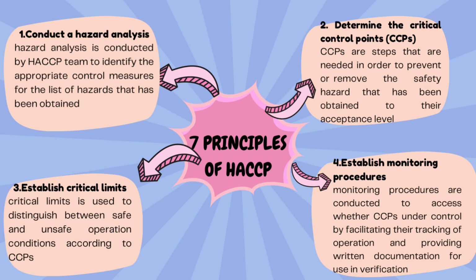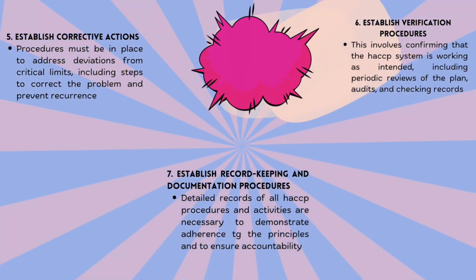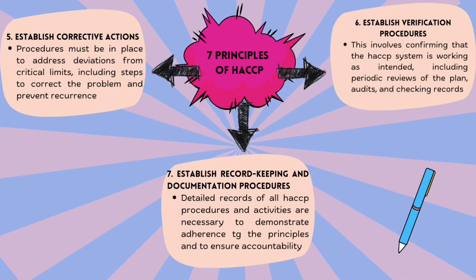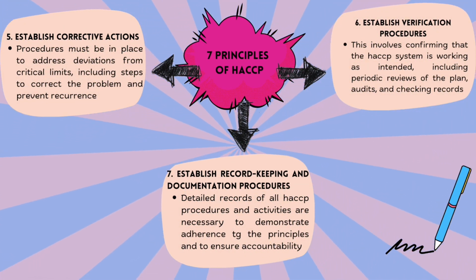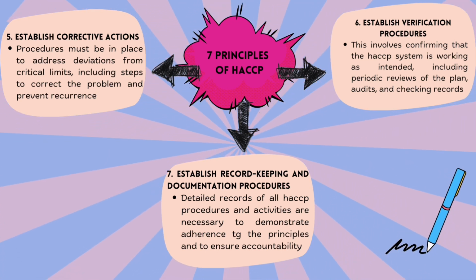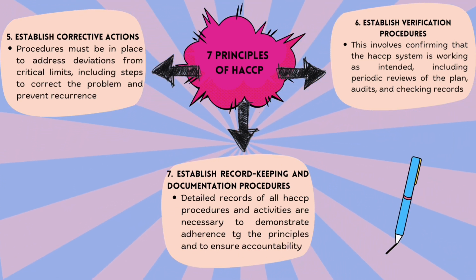The next one is establish monitoring procedures. Monitoring procedures are conducted to assess whether CCPs are under control by facilitating the tracking of operation and providing written documentation for use in verification. For the next step, which is establish corrective actions, procedures must be in place to address any deviation from critical limits, with steps to correct the problem and prevent it from happening again.